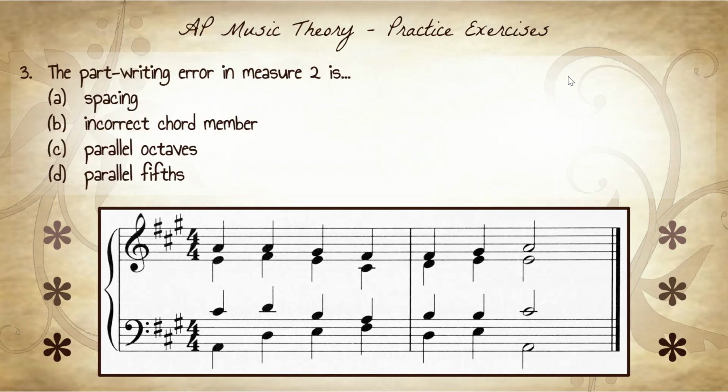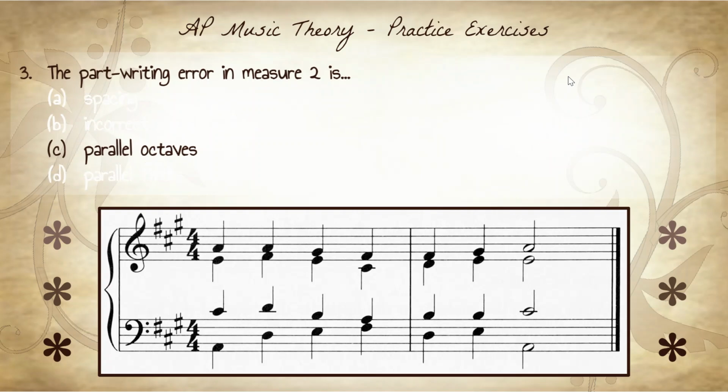Question 3. The part writing error in measure 2 is A. Spacing, B. Incorrect chord member, C. Parallel octaves, or D. Parallel fifths. Correct answer is C. The part writing error in measure 2 is parallel octaves between the alto and bass voices.